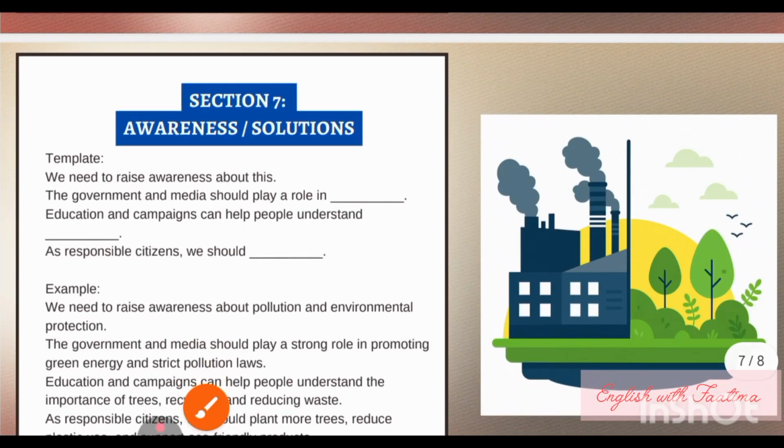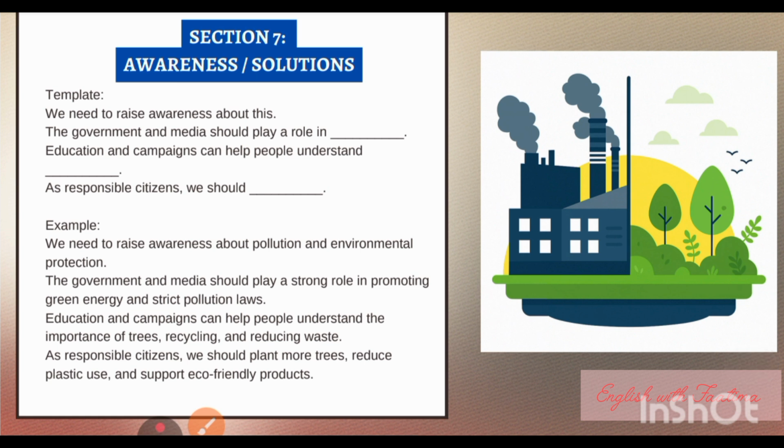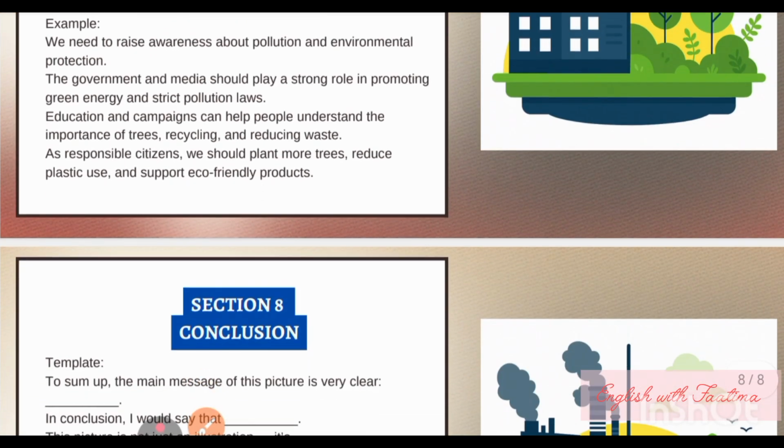How will we give awareness or solutions? So, we can say we need to raise awareness about pollution and environmental protection. The government and media should play a strong role in promoting green energy and strict pollution laws. And education and campaigns can help people understand the importance of trees, recycling, and reducing waste. As responsible citizens, we should plant more trees, reduce plastic use, and support eco friendly products.